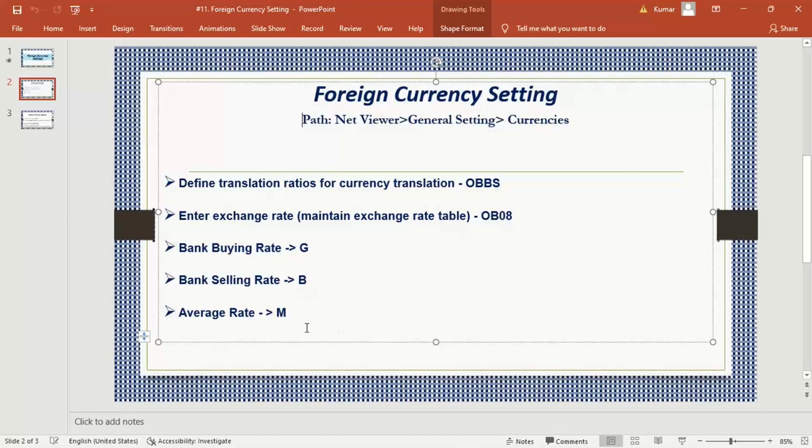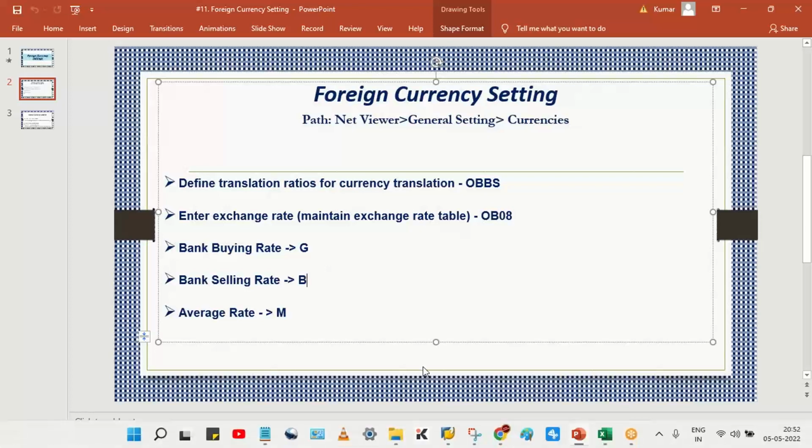Bank buying rate, selling rate, and average rate. So these codes are there. With the help of this code, SAP will come to know whether we are going to maintain buying rate, selling rate, or average rate. Okay. I think you will be getting more clarity. Don't worry.